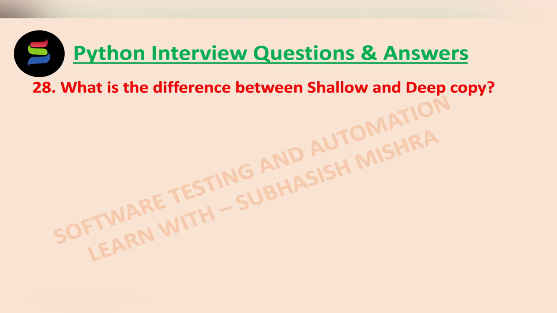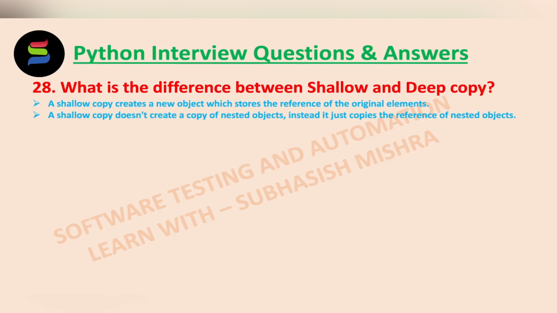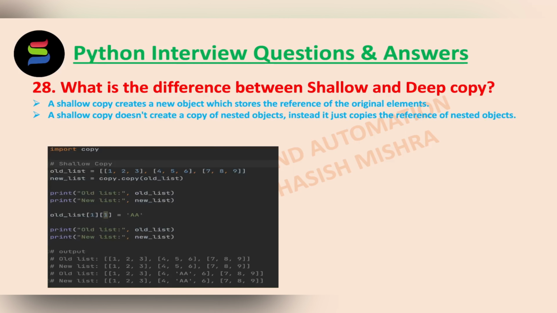What is the difference between shallow and deep copy? A shallow copy creates a new object which stores the reference of the original elements. Shallow copy is performed using the copy function, which is present in the copy module.